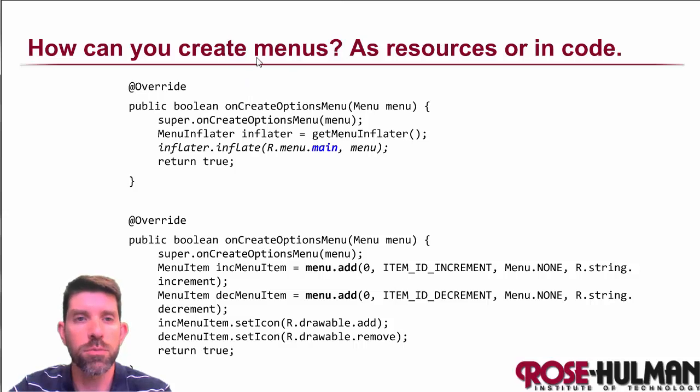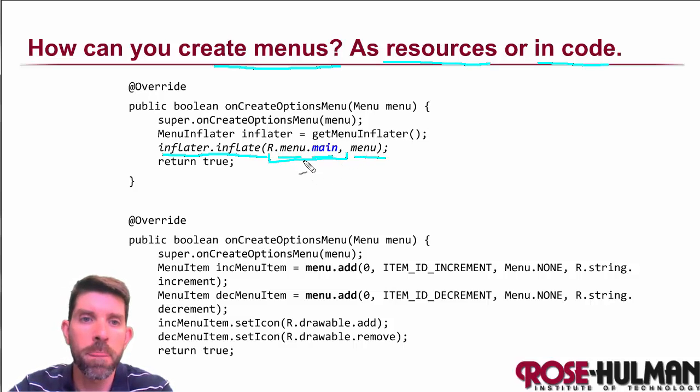Okay, first we'll talk a little bit about menus and how we create them. So honestly, your options are the same options that we've had all along, even for any other kind of view. You can do it in resources or you can do it in code. In resources, it's going to look like inflating some resource menu, some main.xml, right into your menu. That's going to be inside an onCreateOptionsMenu.